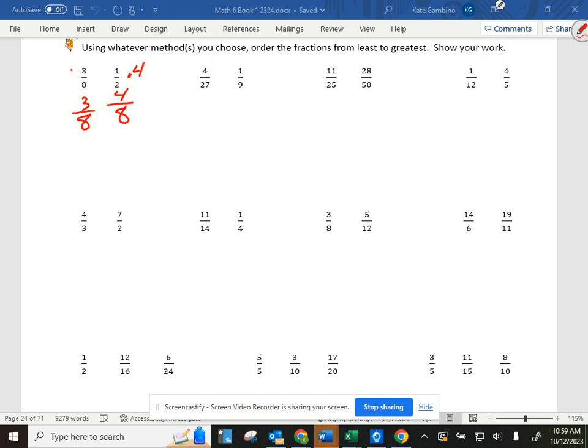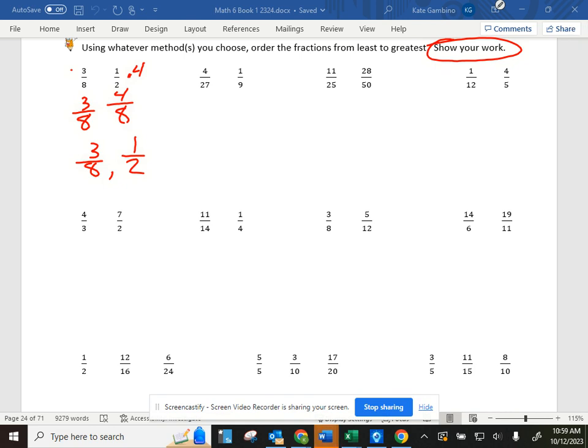So you're going to want to show that because we want to show our work. So 3/8 is smaller than 4/8. So we know, we don't have to say the less than or greater than, but we know that 3/8 is smaller than 1/2. We want to put them in order, smaller to bigger. So we don't have to put the symbols for this, we just have to put them in the correct order.